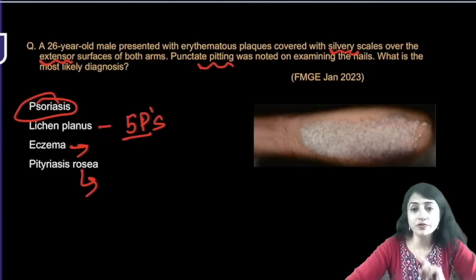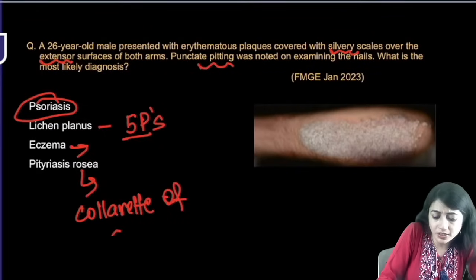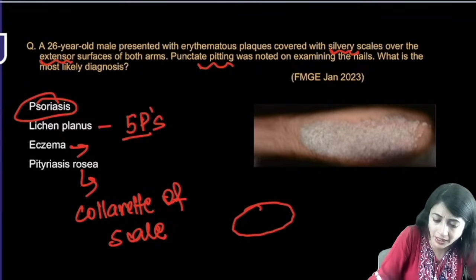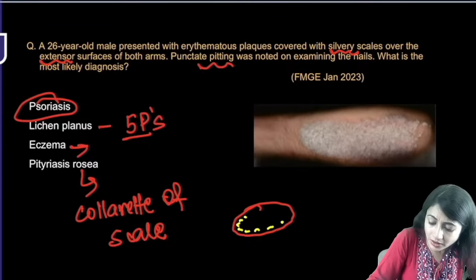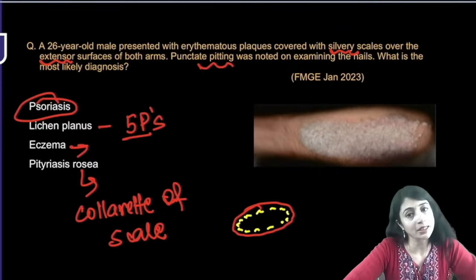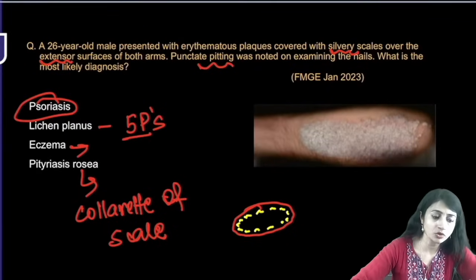Okay, the type of scale is called as collarette of scales. Collarette of scales, or a collar of scales, because in herald patch, if you look at the inner border, there is a collar of scales. This is called as collarette of scales and is typical of pityriasis rosea.